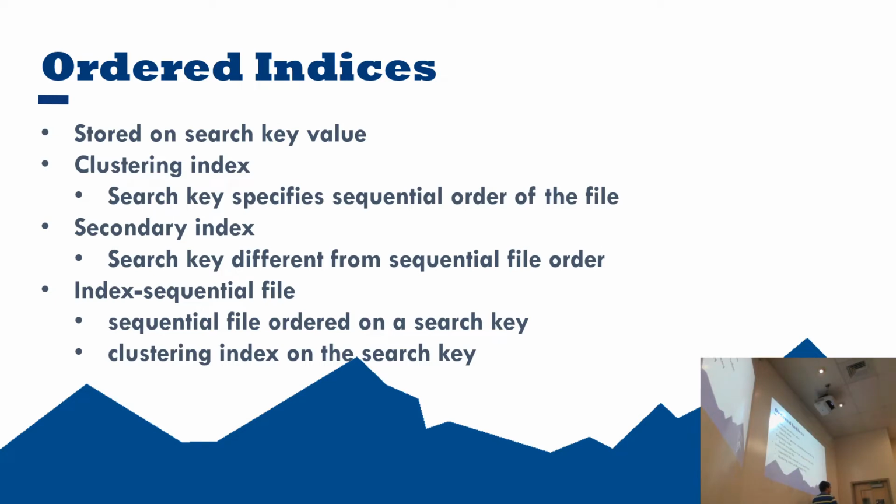Let's talk about different types of ordered indexes, or indices. You have a clustering index, and this is going to be the primary type. What you're doing is you're having your search key, and it's going to be in sequential order.